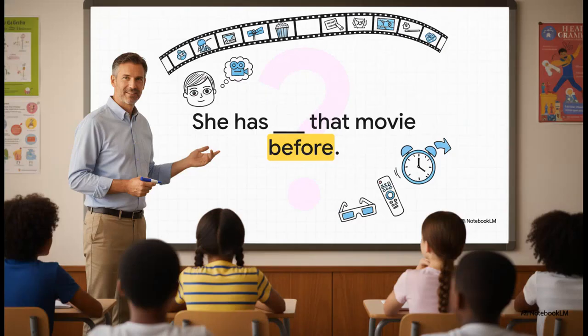Question 2. She has blank that movie before. Should that be A, saw, or B, seen? Yep, the answer is B, seen. You have to use the past participle after has, and seen is the past participle of see.